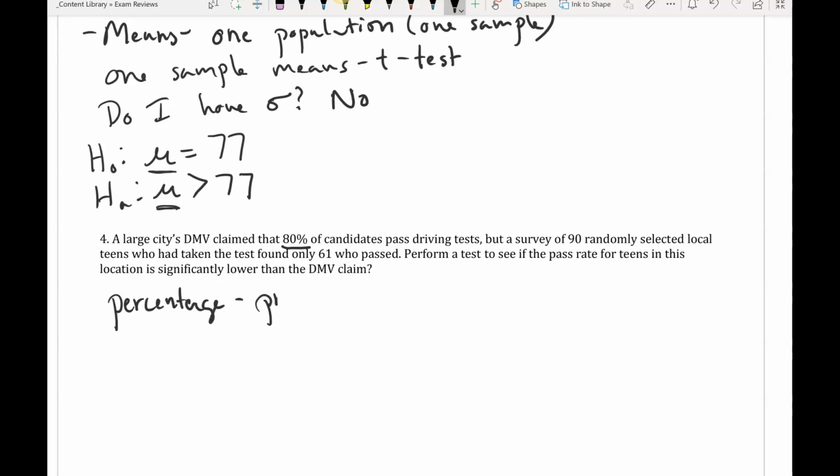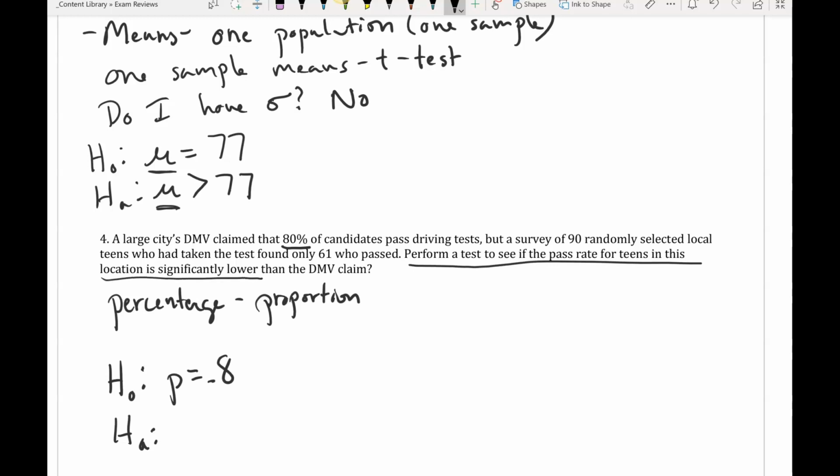What we want to remember is that a percentage and a proportion, if we're looking at the percentage of people who have a particular thing, not like a test score. A test score as a percentage is actually a quantitative variable. But in this case, it's what percentage of people actually have the characteristic or quality, right? That means a categorical variable, and so that percentage is in fact a proportion, okay? We also notice, if I write my H naught, it's going to be that P equals 0.8, and my HA, we want to perform a test to see if the pass rate for teens in this location is significantly lower than the DMV claim, so that's going to be P is less than 0.8.